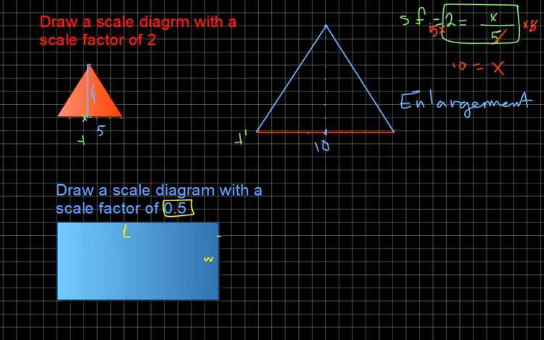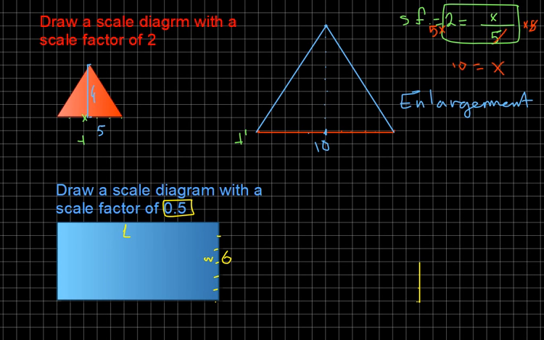And here we have 1, 2, 3, 4, 5, 6. So 6. If you multiply 6 by 0.5, you're going to get 3. So we will draw that. We can start at this point and go 1, 2, 3. So that is our width, 3. Now let's look at the length.